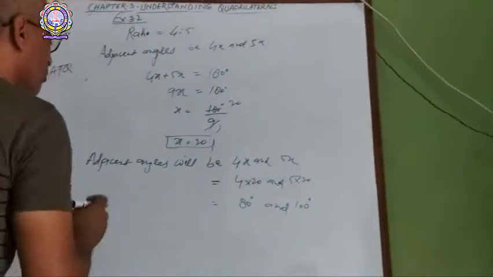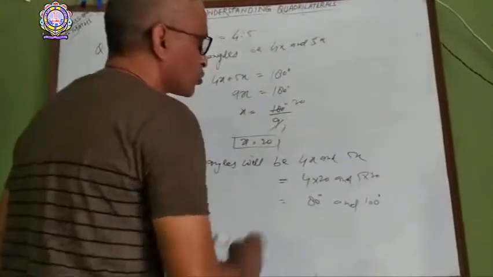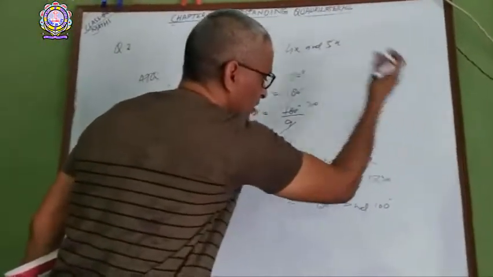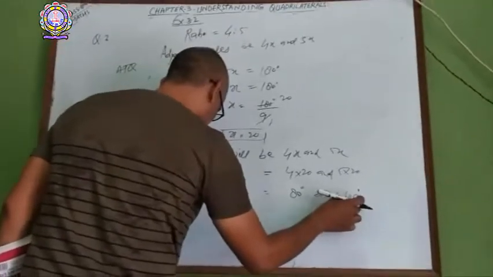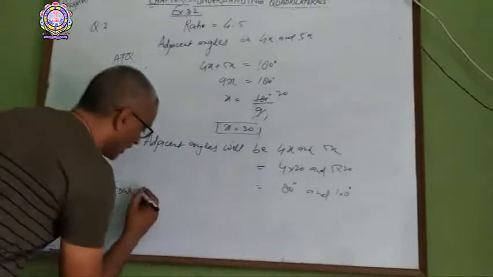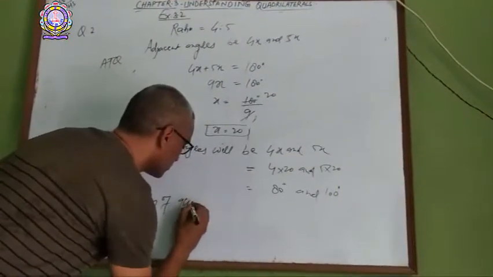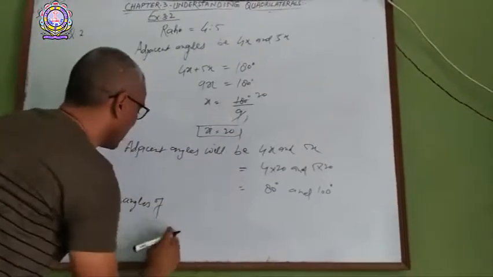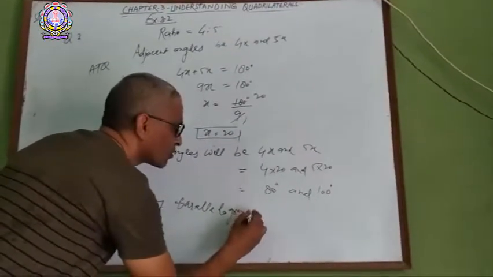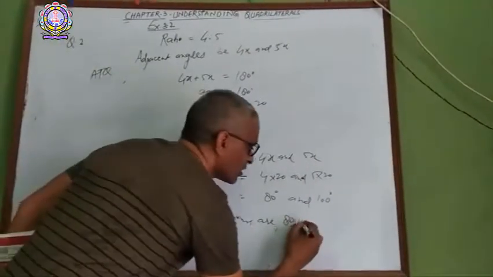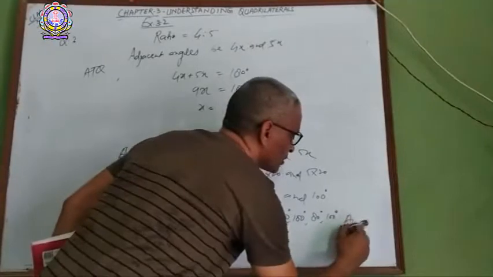And the 4 angles must be equal to, therefore, opposite angles are equal, so one angle must be equal to 80 and the other must be 80, and one angle must be equal to 100 degrees, and the other must be 100 degrees. Therefore the 4 angles of the parallelogram are 80, 100, 80, 100 degrees. This is your answer. Write down on your copy.